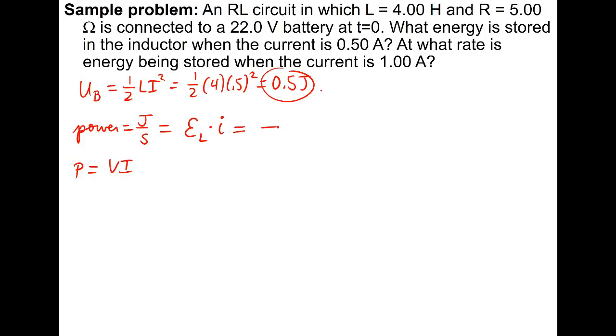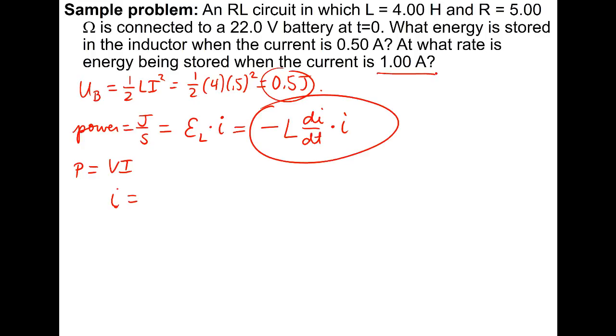So this is just another application of that. So the inductor has negative L di dt times I. So this is the expression that we have to evaluate in order to determine the rate at which energy is being stored. Now I'm not going to do the units because I don't want to make this video any longer, because we're going to have to actually calculate a few things out. First of all, we have to find the current, or we have to find the time to get to a current of 1.